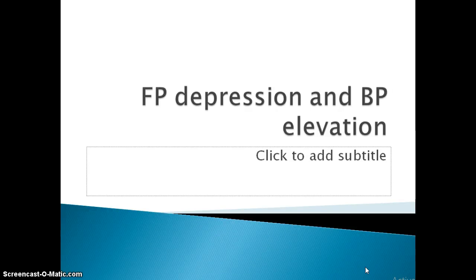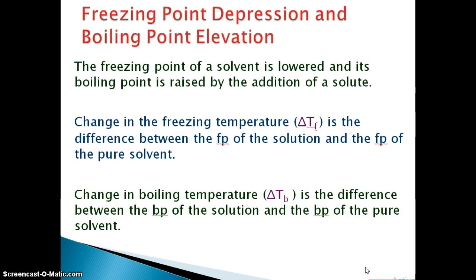We are going to start our unit today talking about freezing point depression and boiling point elevation. These are two of what we call colligative properties, or properties of solution. So moving on, basically what happens when you mix a solute into a solvent is that it changes both the freezing point and the boiling point of the solution.